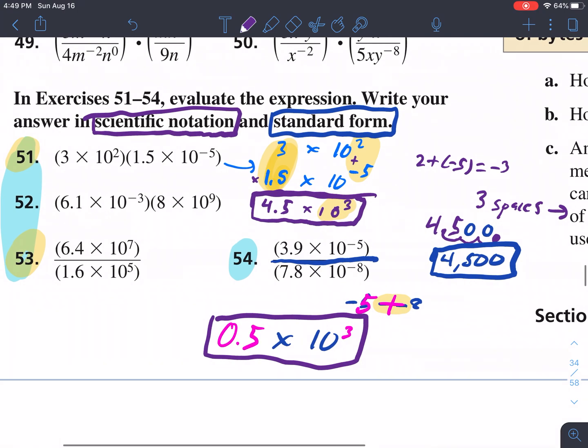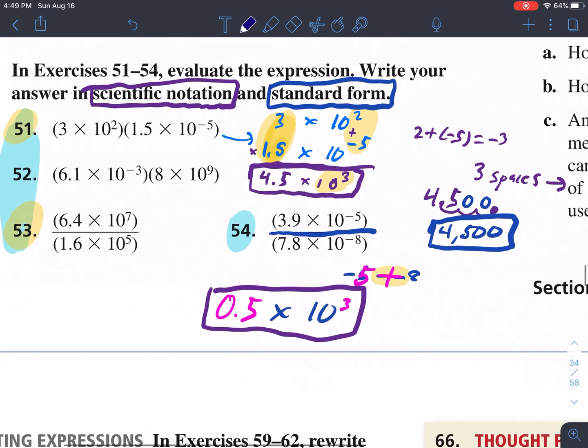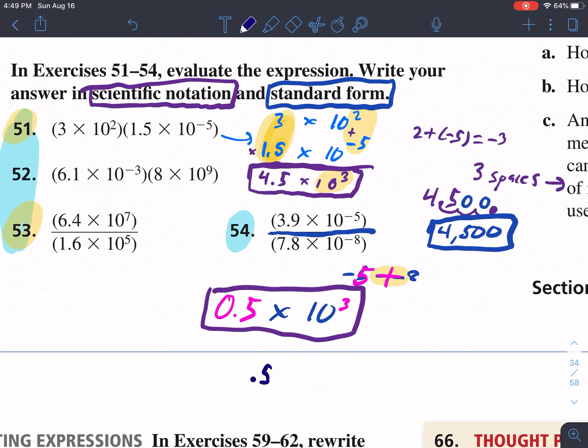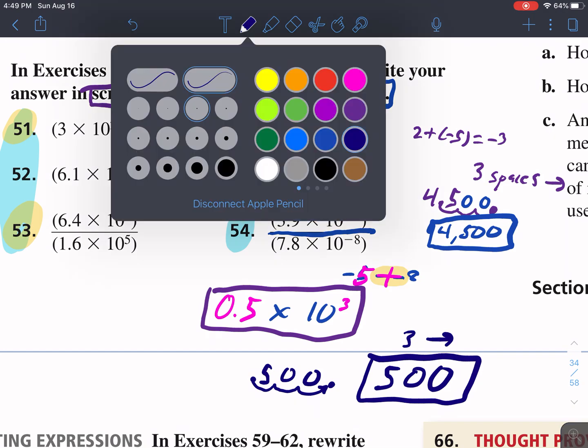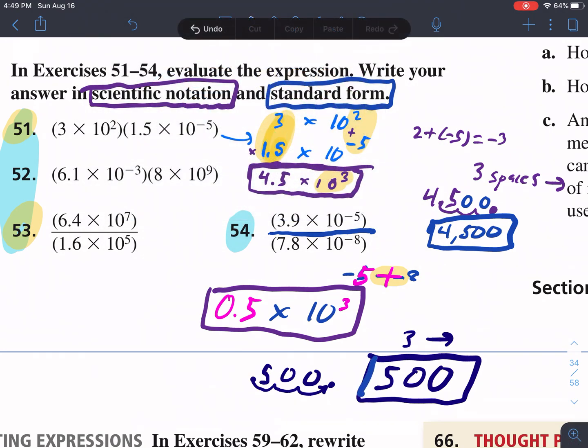And then standard form, if you remember, this is where you're going to do 0.5. Again, this is 3 spaces to the right. So you're going to do 1, 2, 3. Fill in the zeros. So this is now 500. And that is in standard form. I just noticed I picked the wrong blue. So let's do this one.